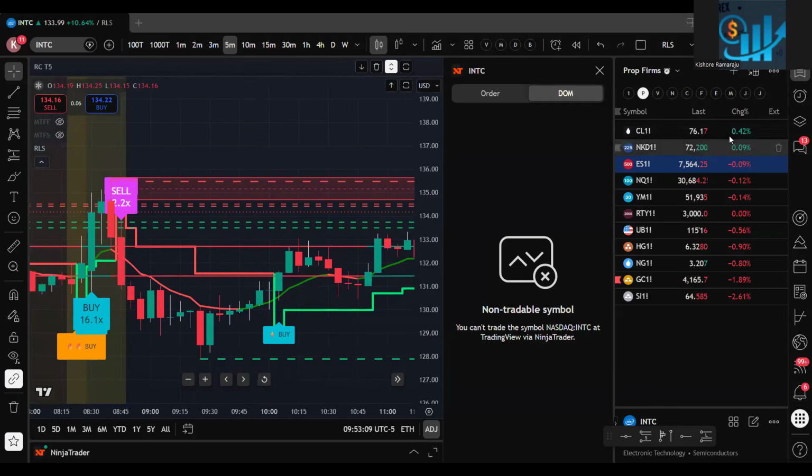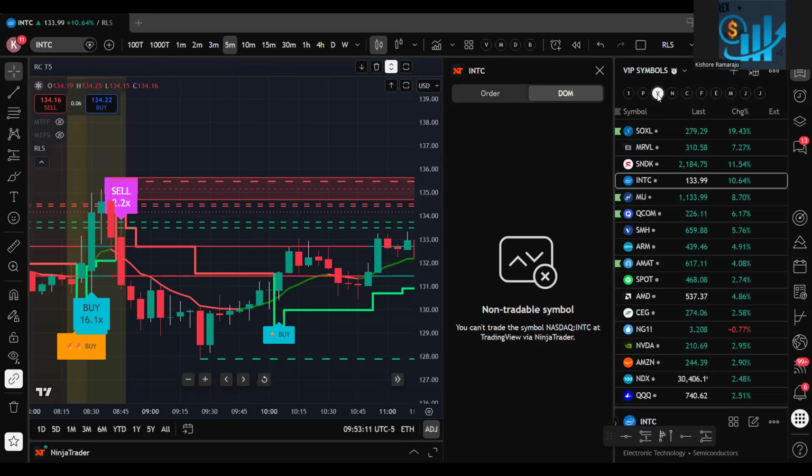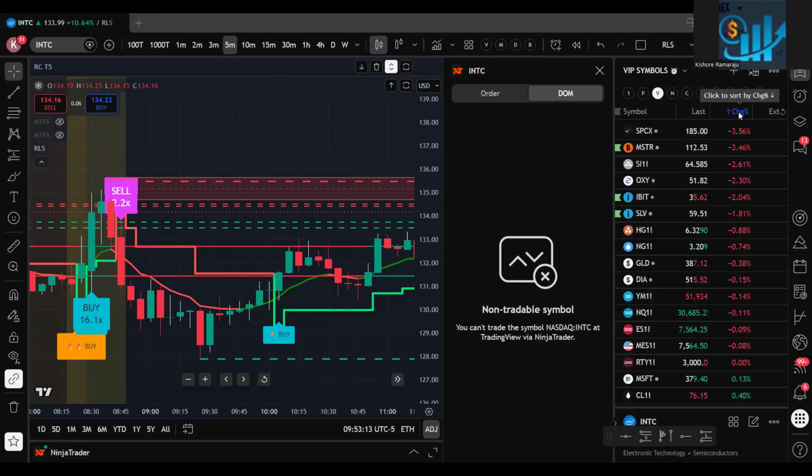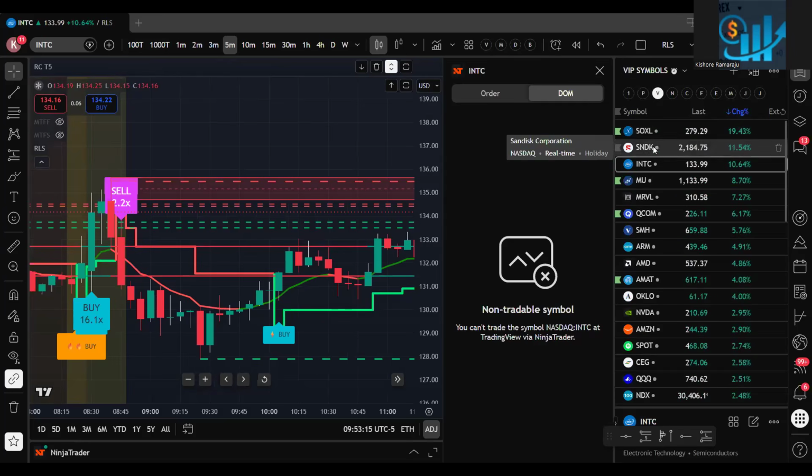So you can always go sort it. If you sort it, you know SOXL, SNDK, Intel, all these were very high momentum stocks yesterday. Then you take one of these stocks. SNDK is very expensive. Intel, the premiums were very cheap. So we know that it is a high momentum stock. So don't try to buy at the top. Always we should buy on a pullback.